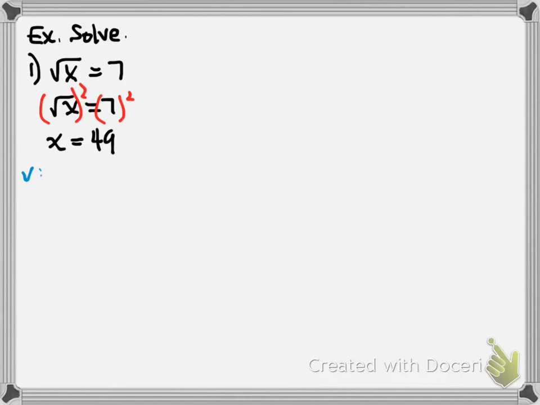49 makes sense. So is the square root of 49 actually equal to 7? The square root of 49 is 7, and 7 equals 7. So what that says is x equals 49 is an acceptable answer.